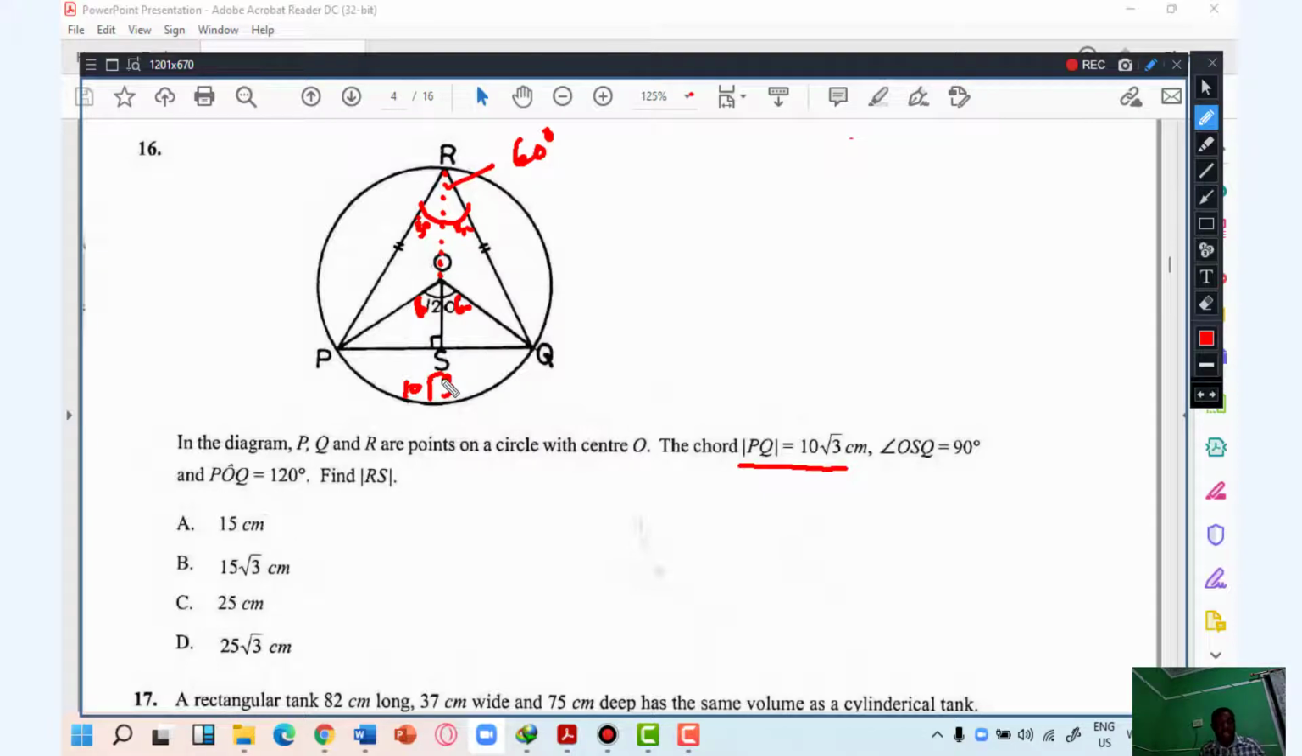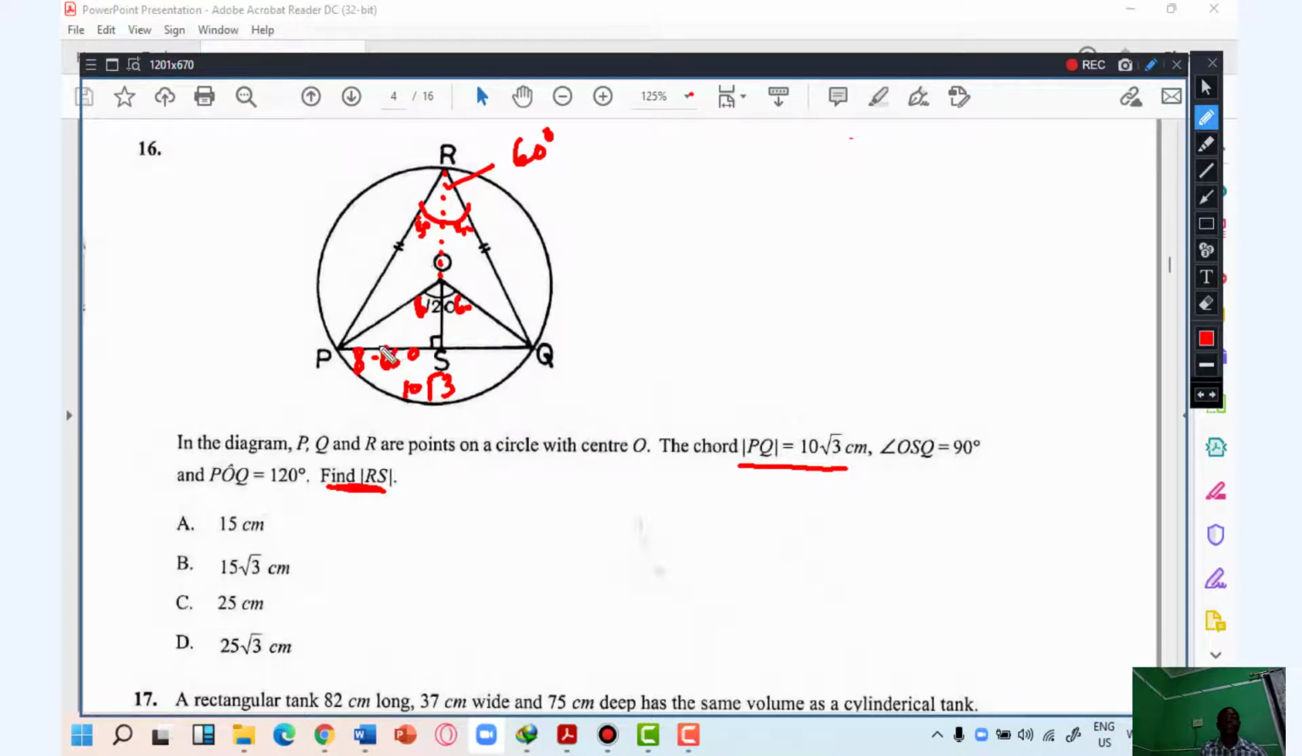So use your calculator. 10 root 3 is 17.32. So you divide it by 2. So we get 8.660. And we are finding RS. RS here. We are finding RS.